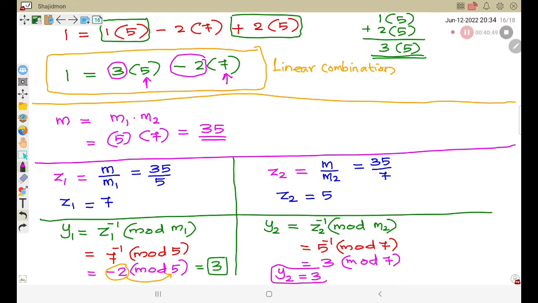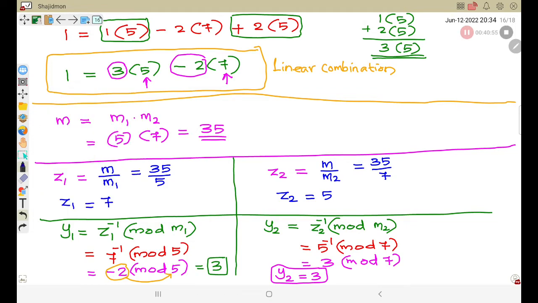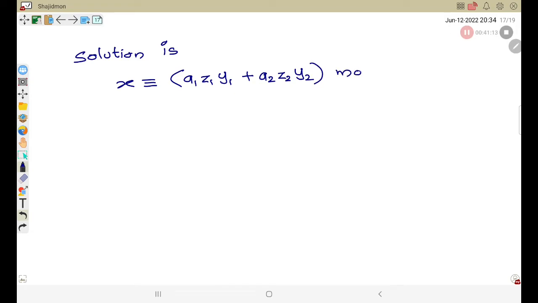So y1 is 3, y2 also we got 3. So we got all the numbers now. Okay, now we are writing the solution. Solution is x congruent to a1 multiply z1 multiply y1 plus a2 multiply z2 multiply y2 mod m number, correct?